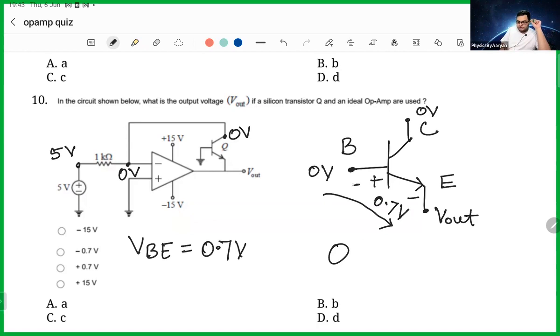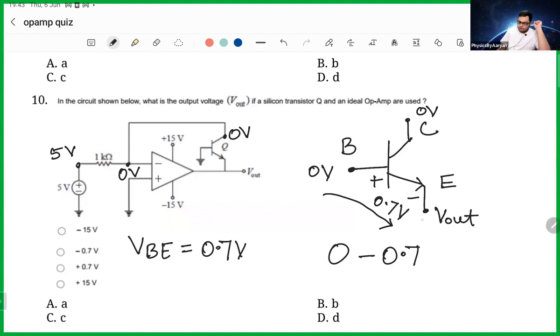So you see positive first. If you see positive first, then you write minus 0.7. If you see negative first, then you write plus. If you see positive first, then you write negative. Okay. And this we talked about, I think, in the Kirchhoff voltage law class as well.